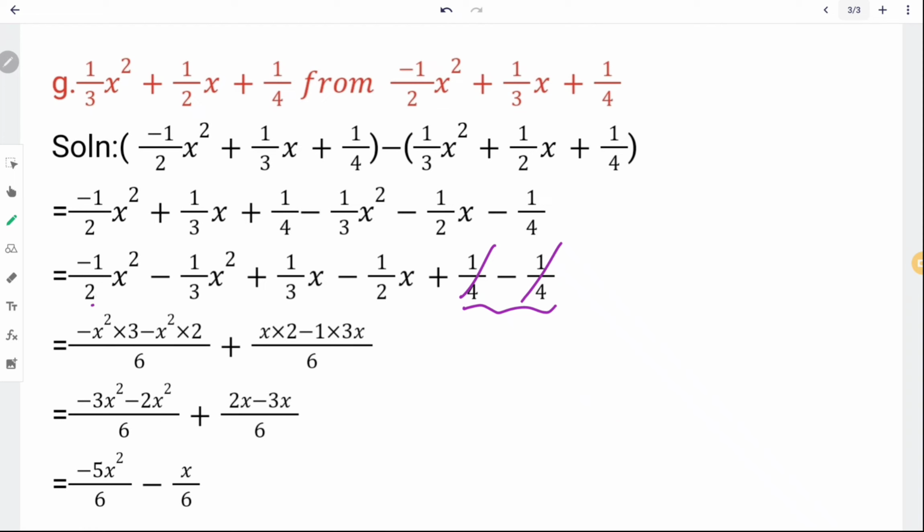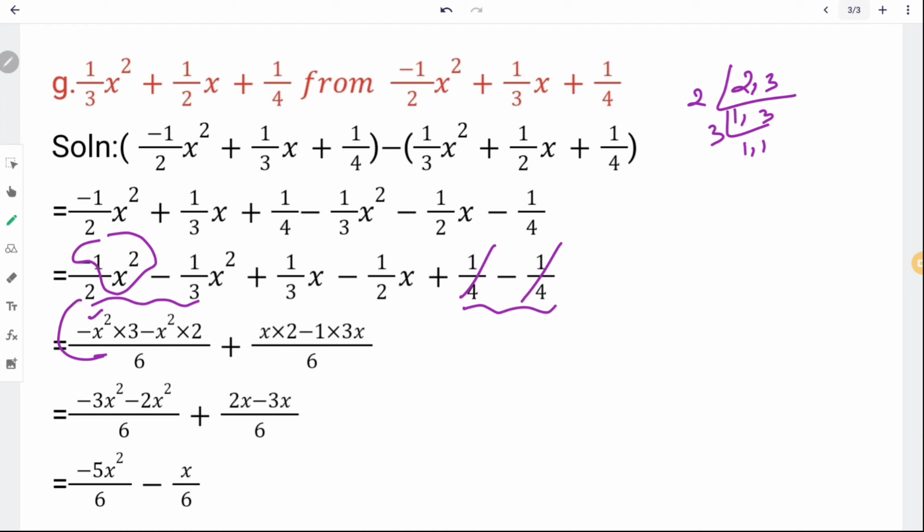All right, now let's have a look here. You can see the denominators are different, so I have to find the LCM, right? So LCM of 2 and 3: 2 ones are 2, and then 3 one time. So what's our LCM? Our LCM will be 6, right? So we have written 6 here. Then what is the first numerator? Minus 1x squared.